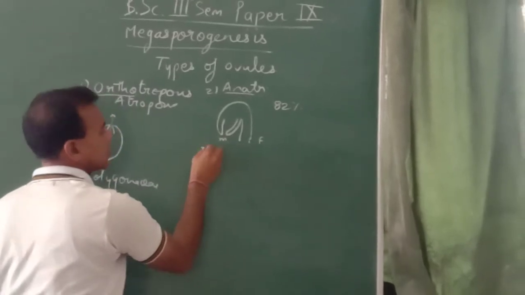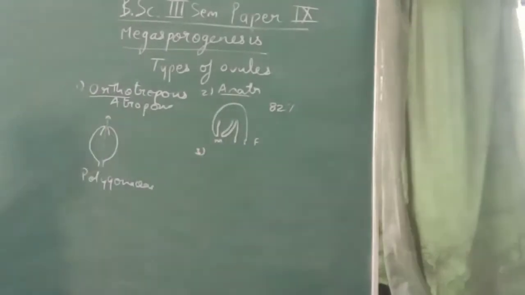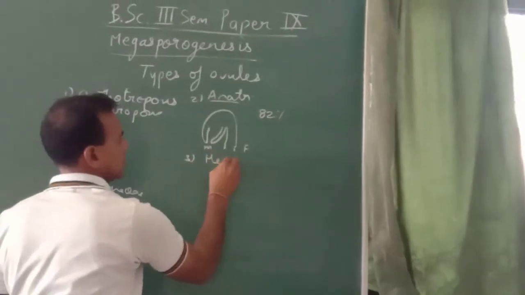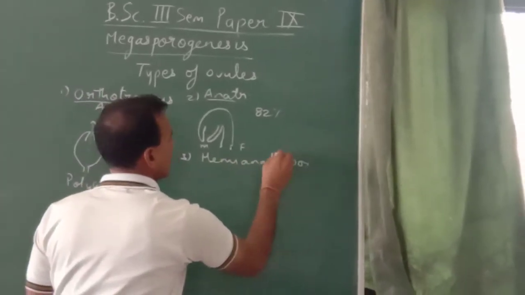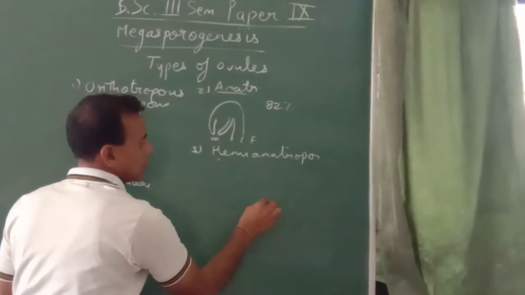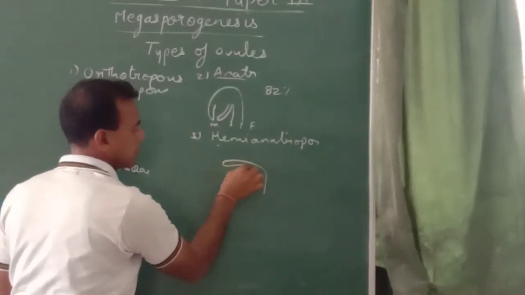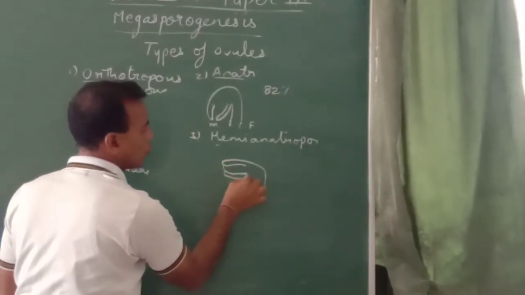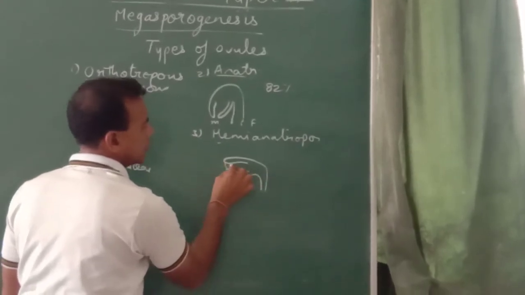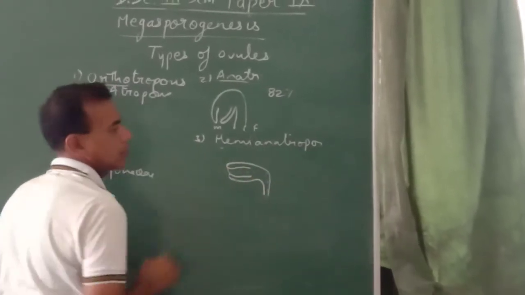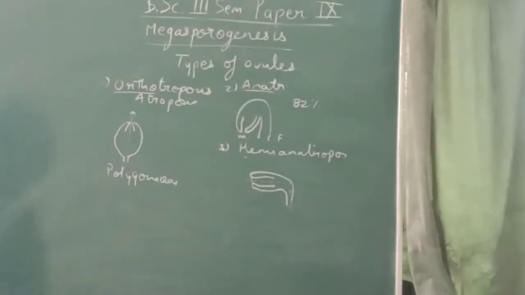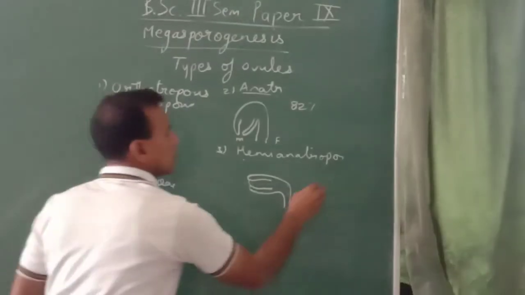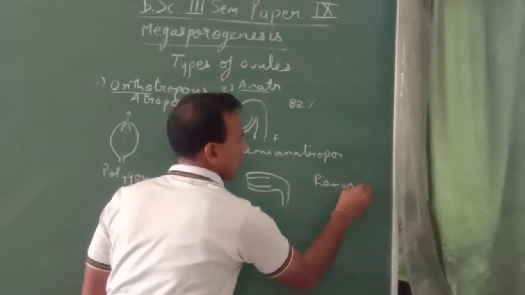The third is hemianatropous, in which the ovule position is between ortho and ana. It is at right angle. The micropyle is at right angle to the funicle, and it is found in Ranunculus.